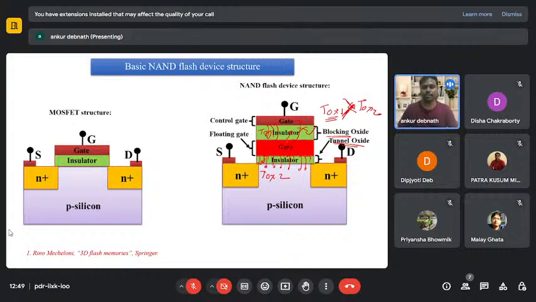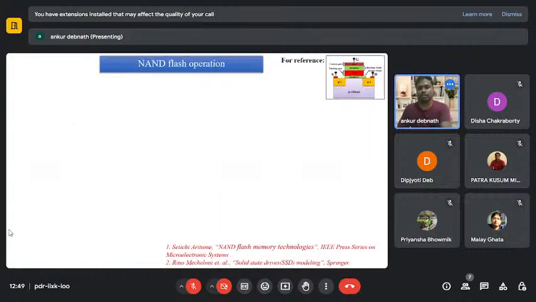So this is the basic NAND flash device structure. Then I will just show in brief the NAND flash operation. There are three kinds of operation: one is program operation, another is erase operation, another is the read operation. So step by step, erase, program, and then read. So what is erase? Erase means we actually delete files. That is what we can correlate with erase.